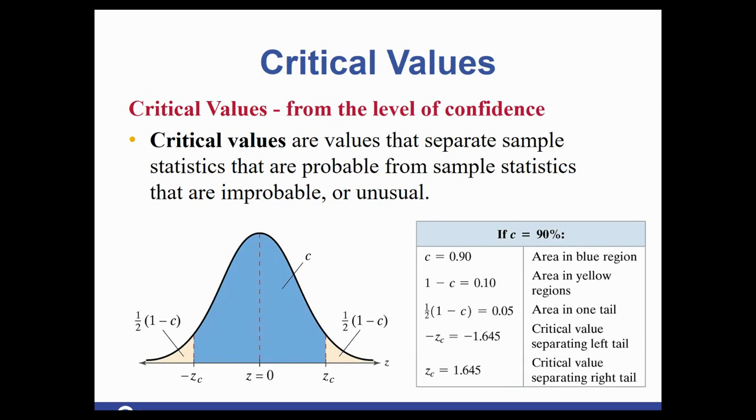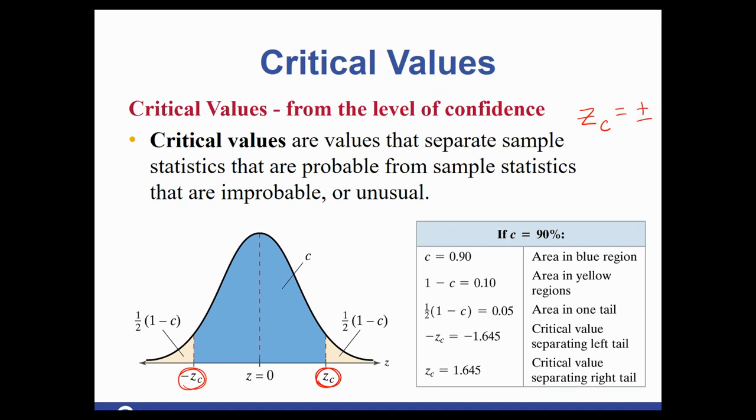So critical values are the values that are going to separate your sample statistics that are probable from things that are improbable or unusual. This is our same normal curve that we saw with normal distribution. In this case, our critical values are z with the subscript c. So that is these two right here. You've got a negative and a positive one because they're symmetric to each other. So there are two values. You're going to get a positive and a negative version.